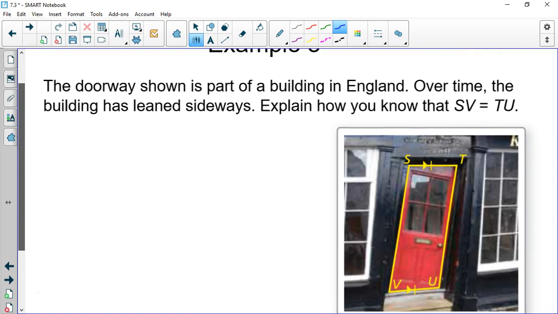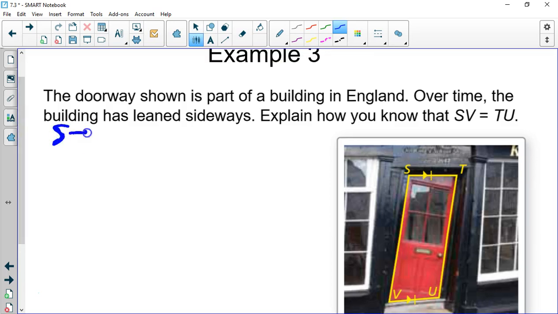So, this doorway shown is part of a building in England. Over time, the building has leaned sideways. Explain how you know that SV is parallel to TU. Okay? Well, if we look at ST and we look at VU, ST and VU are parallel by the triangles and congruent by the hash marks. Since opposite sides are both parallel and congruent, we have a parallelogram.